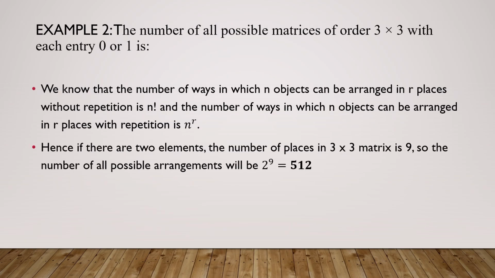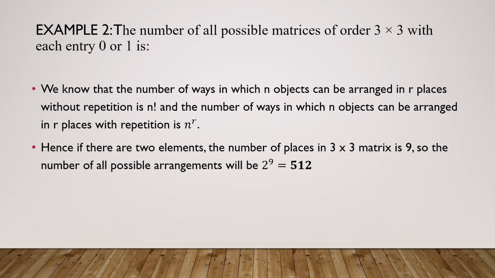Example 2. The number of all possible matrices of order 3 cross 3 with each entry 0 or 1 is, you have to find how many possible matrices are there of order 3 cross 3, and each of the entry can either be 0 or 1. Now here we are going to use the basic concept of permutation. We know that number of ways in which n objects can be arranged in r places without repetition is n factorial. With repetition is n raised to r.